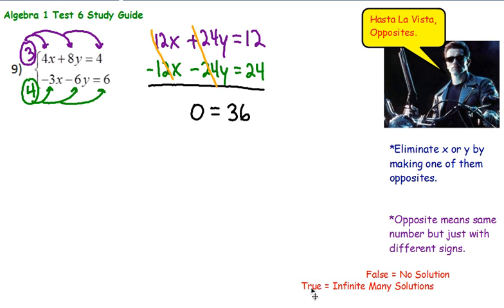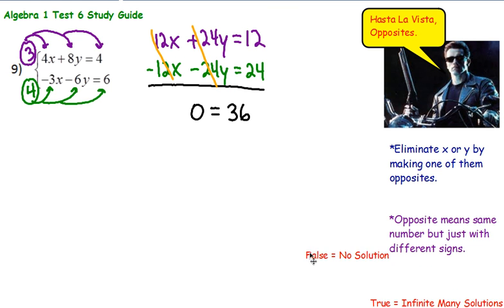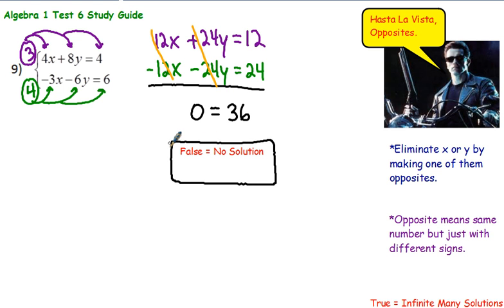0 equals 0. 36 equals 36. Those numbers do not match. So if the numbers do not match, if you get something that's false, then your answer would be no solution. So what this problem is letting you know is what it would look like if you're using elimination and you got one of these special cases, either the no solution or the infinite many solution.